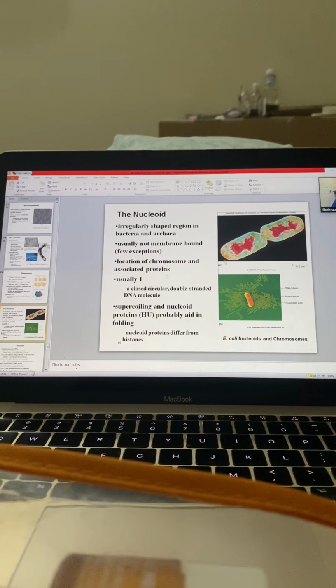So you know that there is a lot of supercoiling of the DNA occurring in this nucleoid area, and some nucleoid proteins usually are the ones that help in condensing this nuclear material to a limited area. Now you would say, are the nucleoid proteins histone proteins? They are similar to it, but they still differ from the normal histones that you will find in your eukaryotic cells.